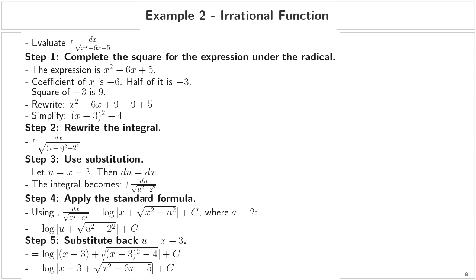Step 5, substitute back u equals x minus 3. Finally, we need to substitute back to express our answer in terms of x. Remember that we defined u as x minus 3. So, substituting this back into our expression, we get the natural logarithm of the absolute value of x minus 3 plus the square root of (x minus 3) squared minus 4, plus c. Simplifying the expression under the square root, we have the natural logarithm of the absolute value of x minus 3 plus the square root of x squared minus 6x plus 5, plus c, and that's our final answer.